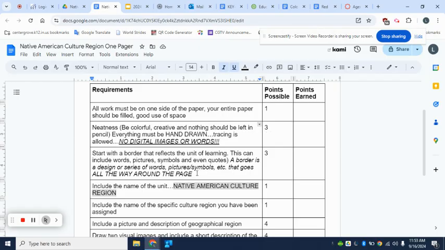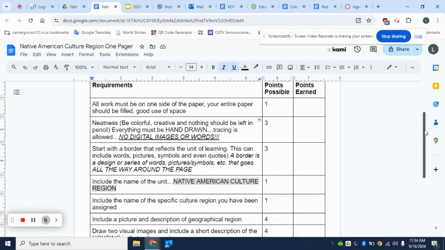The next thing, you're going to start with a border that reflects the unit of learning. This border can include words, pictures, symbols, and even quotes. A border is a design or series of words, pictures, and symbols that goes all the way around the page. So your border should be kind of towards the edge of your page, okay? And it should go all the way around. So it's not just something up at the top or on the sides or on the bottom. Okay, it's going to be a series of words, pictures, symbols that go completely around the outside of your paper. Okay, the total points possible for that requirement would be 30 points.